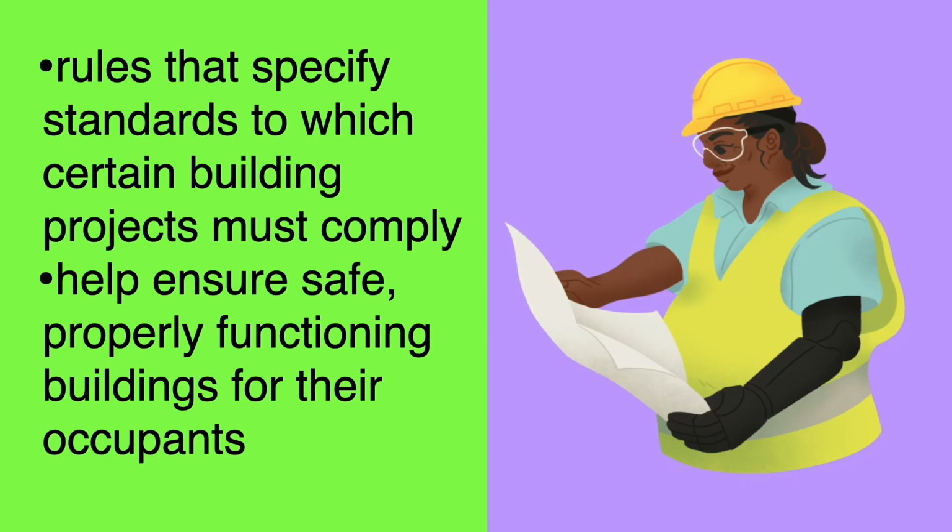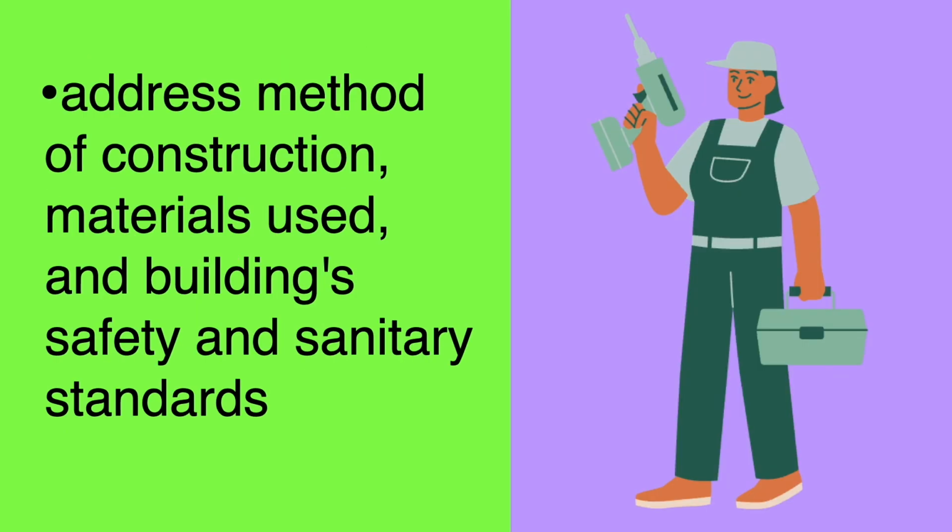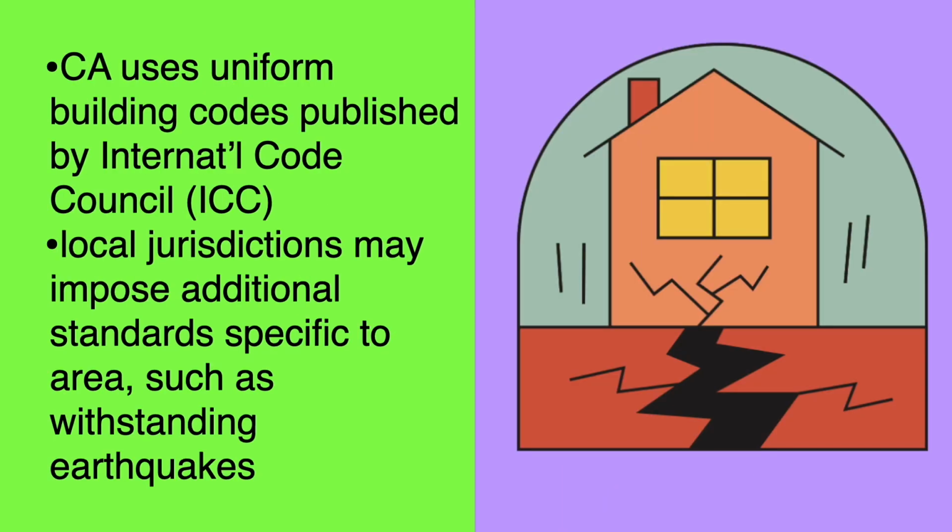Building codes. Building codes are rules that specify the standards to which certain building projects must comply. These codes help ensure safe, properly functioning buildings for their occupants. Building codes address the method of construction, materials used, and the building's safety and sanitary standards. California uses uniform building codes published by the International Code Council, ICC. Local jurisdictions may impose additional standards specific to the area, for example, withstanding earthquakes.